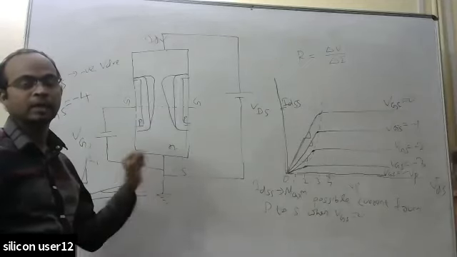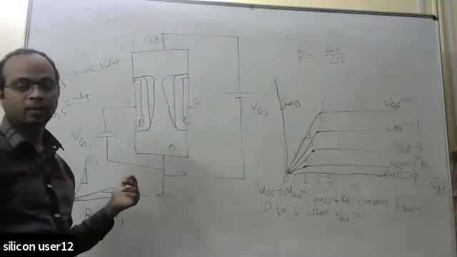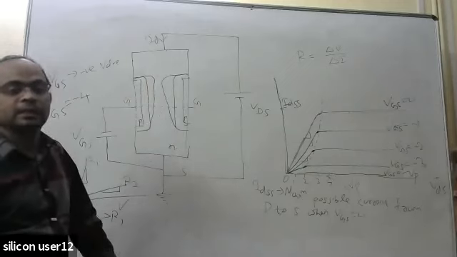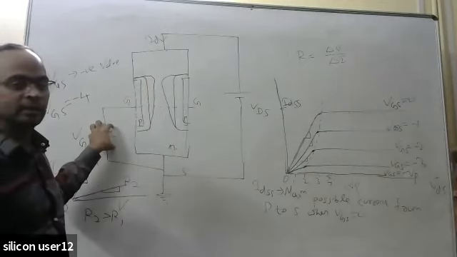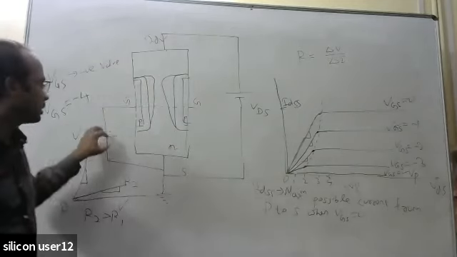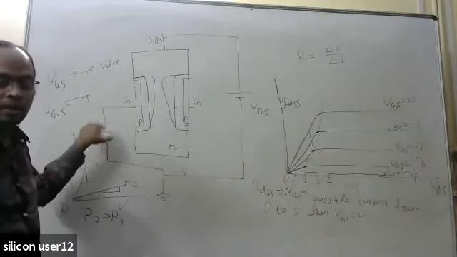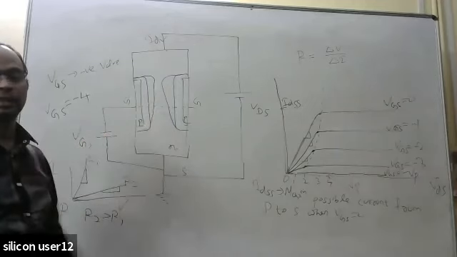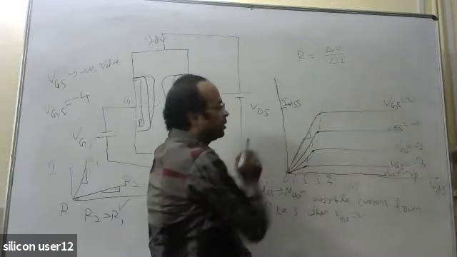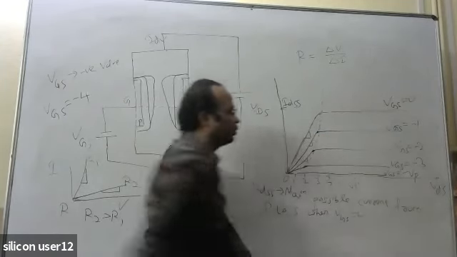If you talk about a simple resistor, you cannot change the value of the resistor as per your demand. But if you are using this JFET, you can change its resistance by changing the gate voltage. If you want more resistance, just apply more negative voltage here. If I apply less negative voltage, then I get less resistance. But the condition is that this will act as a voltage controlled resistor before the saturation point.